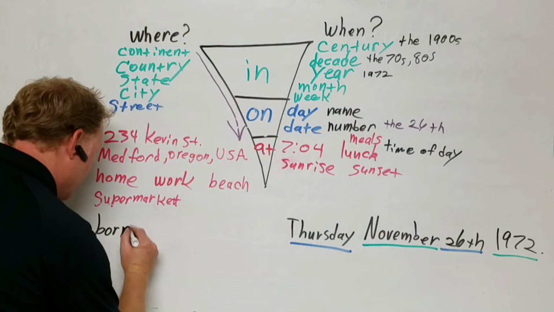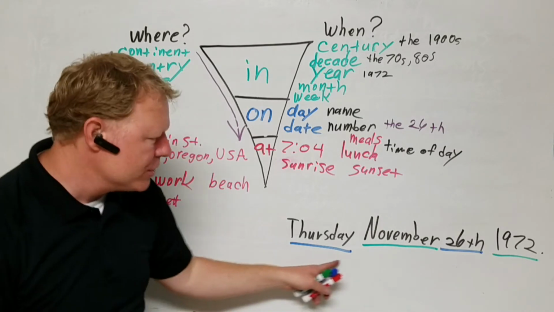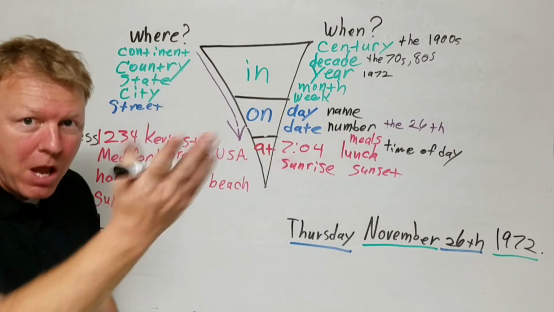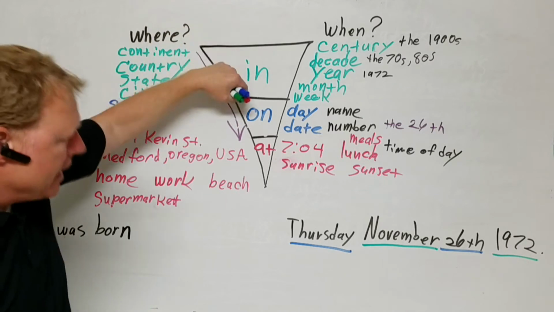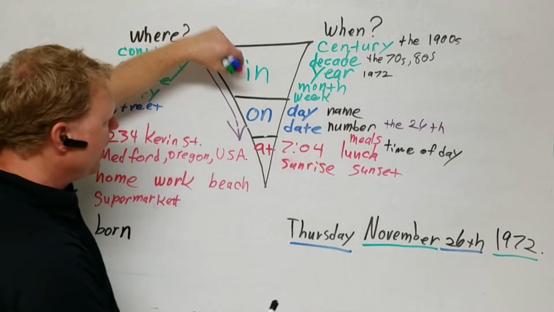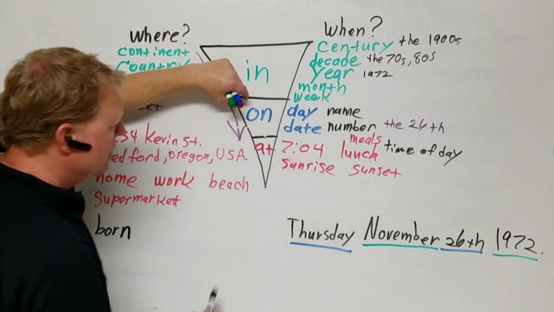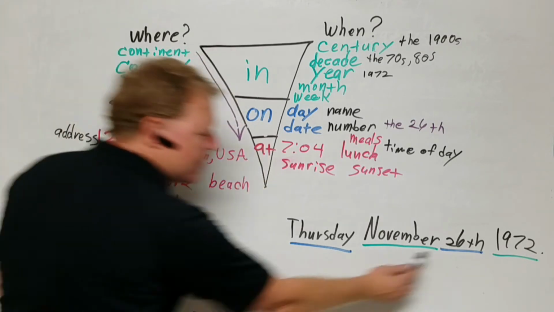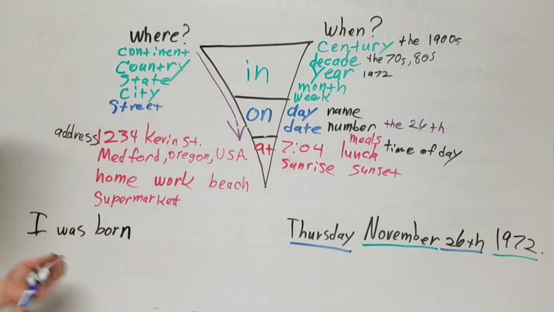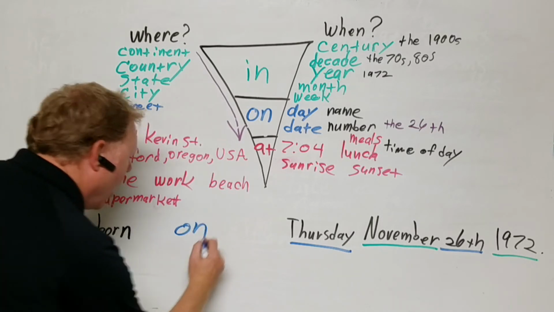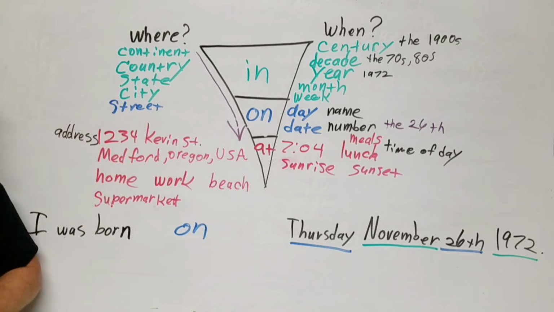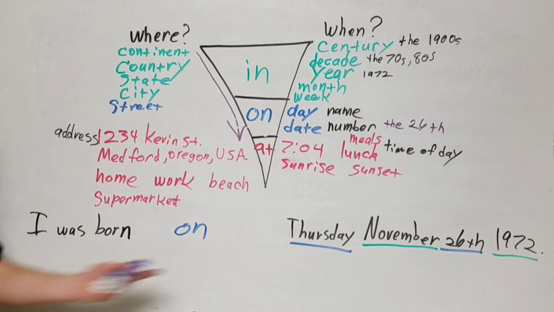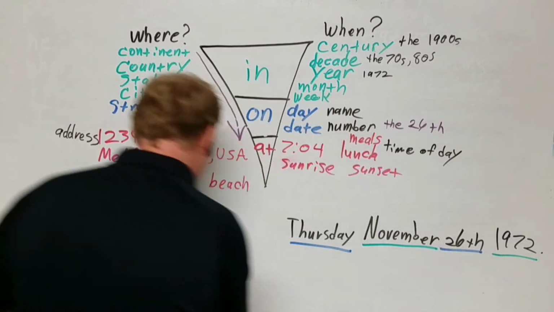So I was born, what? At Thursday, November 26, 1972? Well, let's drop the marble, and it goes in. Yeah, I have some ins. Okay, on. Yeah, I have some ons. And at. No, I don't have any ats. So on is the smallest one. So I was born on Thursday, November 26, 1972. Good, excellent. But let's take away Thursday.